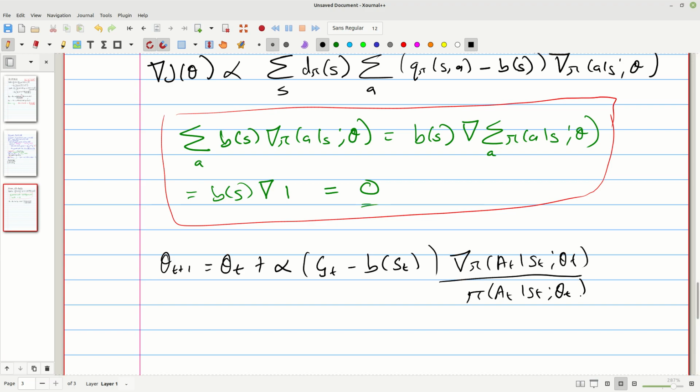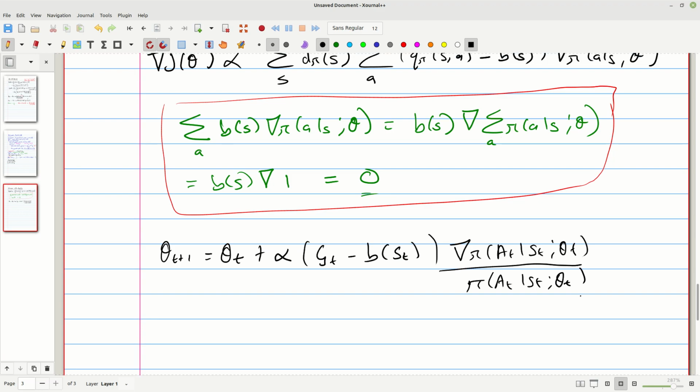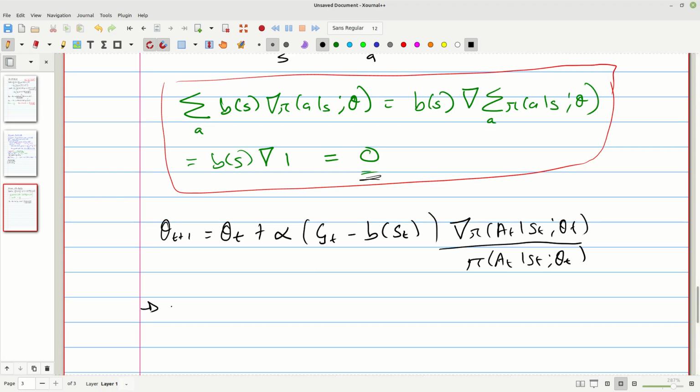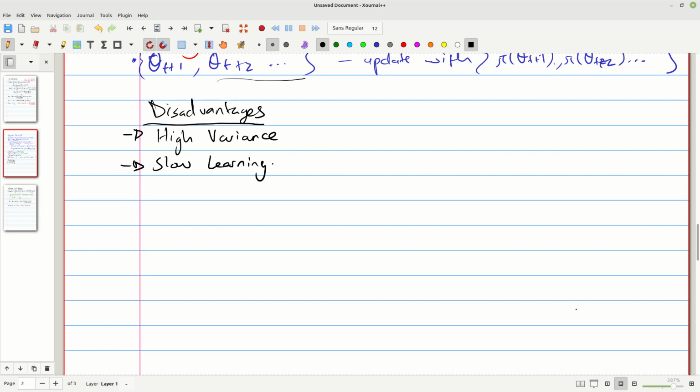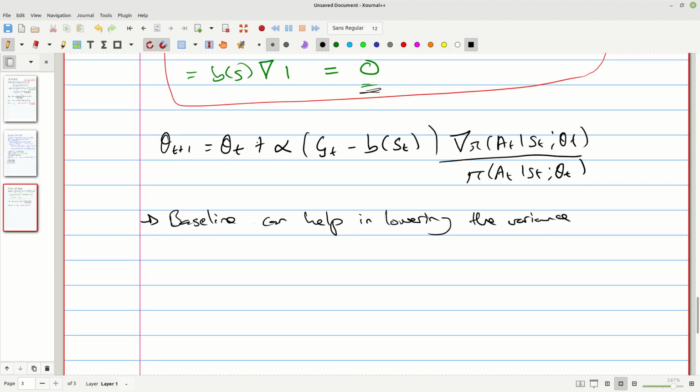So what did we learn from here? That the baseline itself leaves the expectation of our update unchanged, right? And that's why we did this proof over here. But the reason why we added it is because it lowers the variance, right? So the baseline can help in lowering the variance, because one of the disadvantages we mentioned with this method of REINFORCE is that it has high variance, but if we incorporate a baseline, it can help us in lowering the variance.